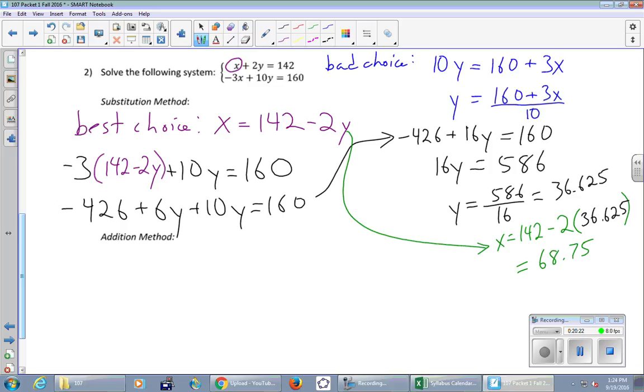So we've got X, we've got Y, we're done. Typically, you'd write it as an ordered pair, just like we did up above. So 68.75, comma, and then 36.625. Any questions on that?